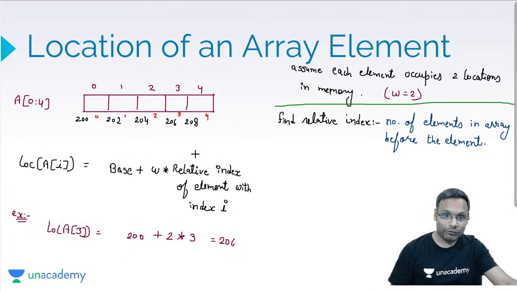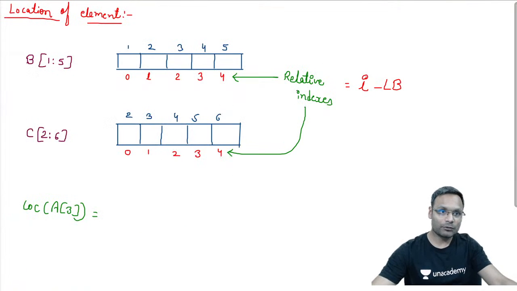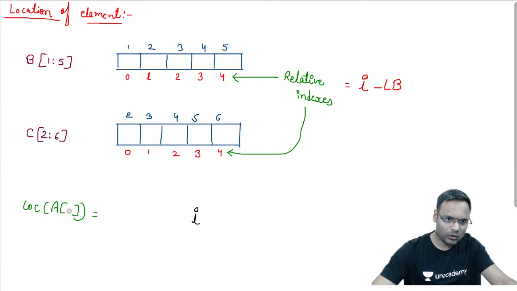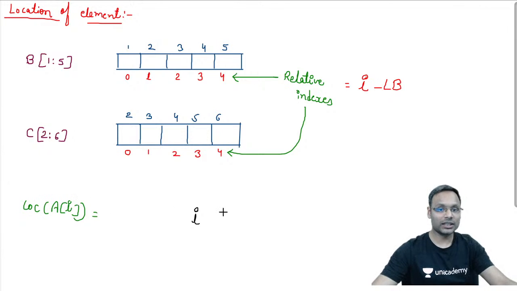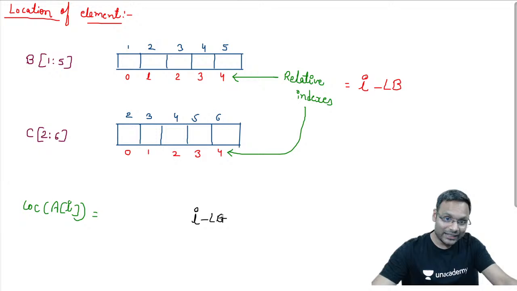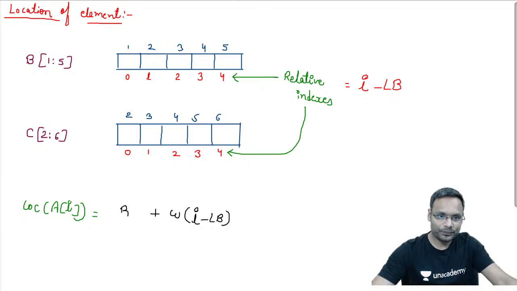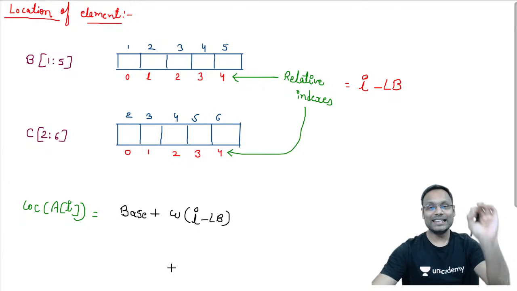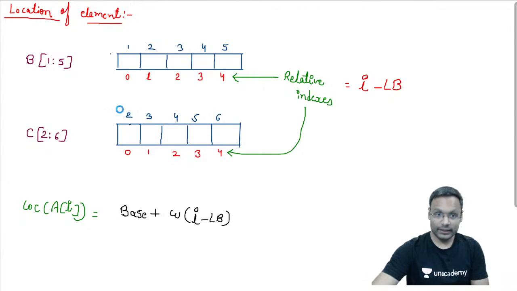So the formula of getting relative index is what? In this case, the formula to get the relative index is very simple. Whatever the index I have. Okay, let me take a very small eraser here. If I want to write the formula, the location of A of I: I minus lower bound will give me the relative index, into W plus base. Now this particular formula will work for each type of array, चाहे ये हो या ये हो.